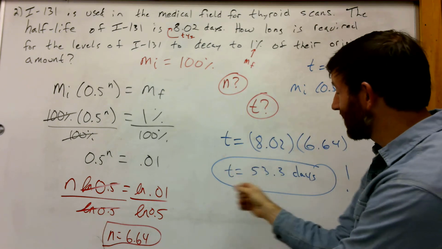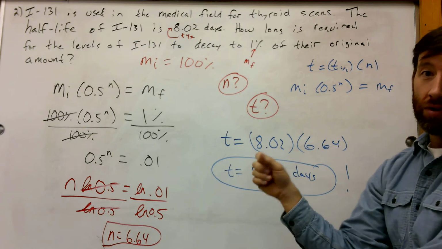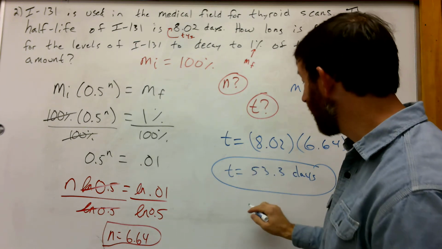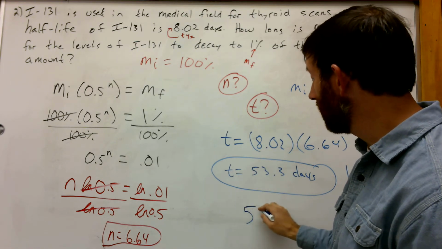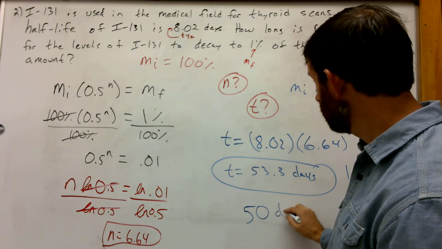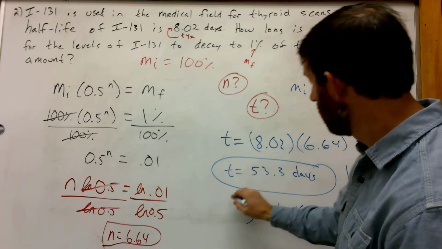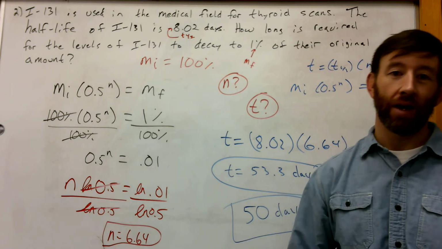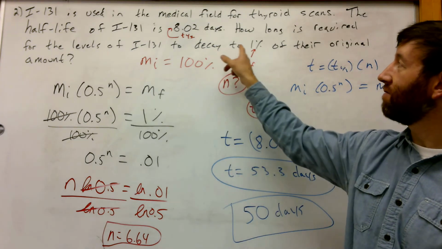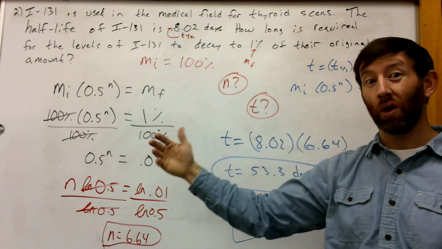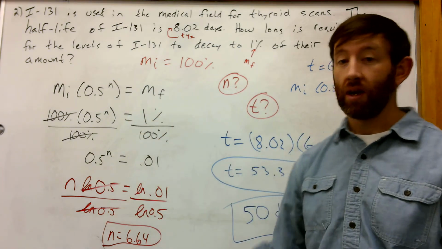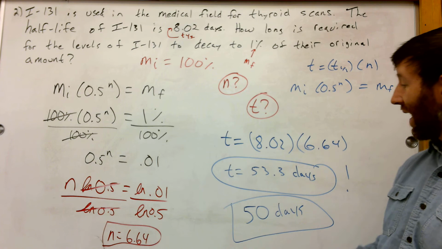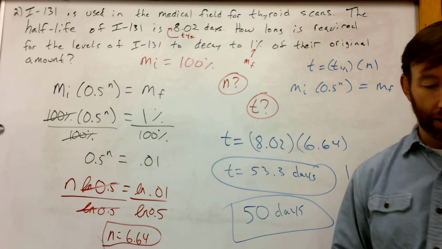So maybe I should actually round this 53.3 to just 50, because I want one sig fig since that's not a very precise measurement. If it was 1.00%, I could then go to 3 sig figs. So actually, 50 days would be my golden answer.